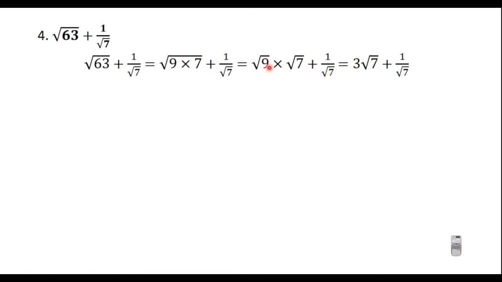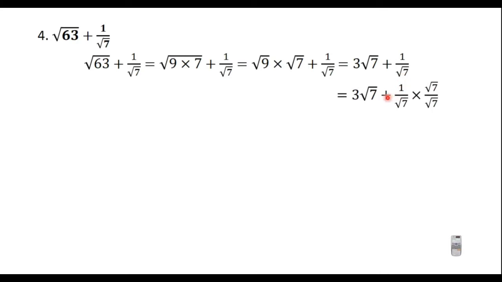Then it will give us square root of 9 will give us 3 times square root of 7 will give us 3 root 7, then plus 1 over square root of 7. Now you can see everything here has now been broken to its simplest form. But we still have a fraction here, 1 over square root of 7, and the denominator is a surd. So we have to rationalize this part. Now don't forget that this is not a fraction, so we will not worry ourselves with this. We are only worried with the fractional part. So we rationalize only this part.